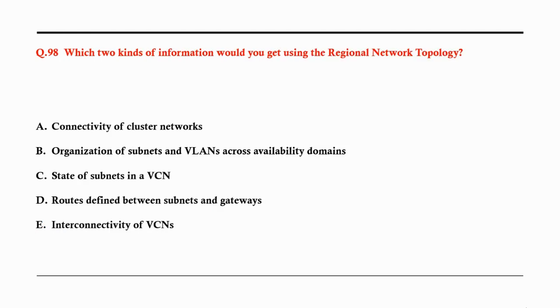Question 98. Which two kinds of information would you get using a regional network topology? The answer is D and E. D stands for routes defined between the subnet and gateways, and E stands for interconnectivity of VCNs.